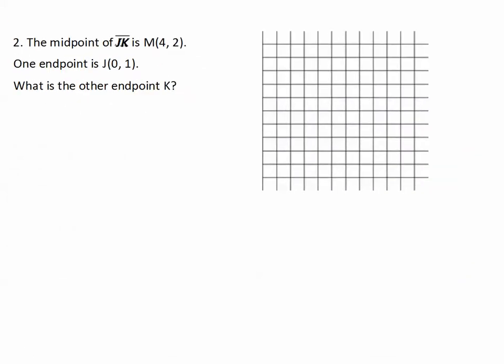So now let's look at an example where we're given the midpoint. Here's the midpoint of JK. It's this. One endpoint is J, 0, 1. What is the other endpoint, K? The other endpoint now is what we're looking for.